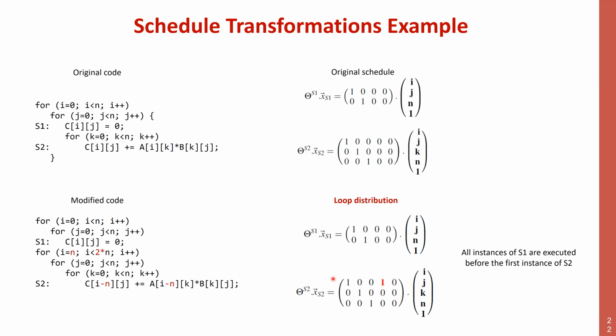But the way I added this n here, right? This 1 multiplies by n, and I'm adding n to I. That's what is happening here. It is a way to express that all these iterations will happen after all the iterations of S1. So exactly the loop distribution. So this is the idea, right?